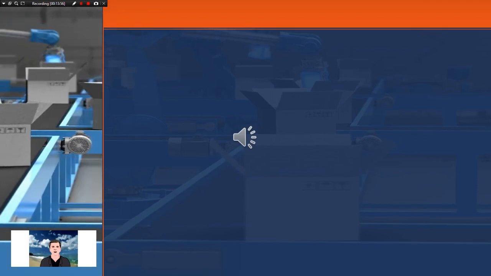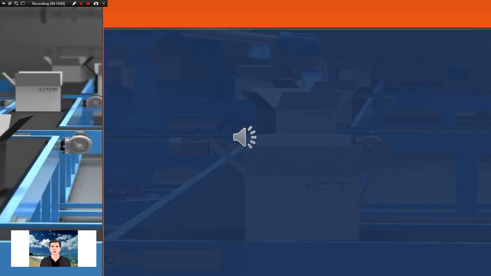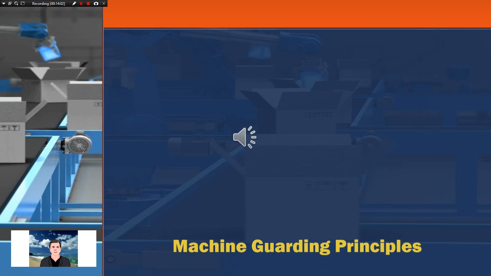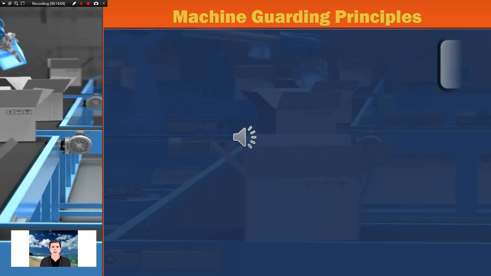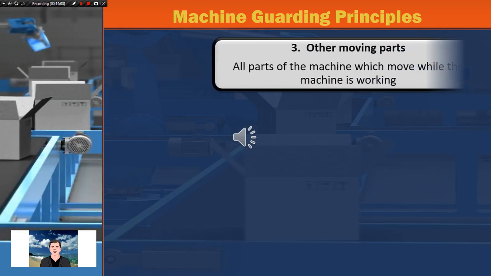Moving machinery hazards. Three, other moving parts: all parts of the machine which move while the machine is working. Examples of this are reciprocating, rotating, and transverse feed mechanisms. Can you think of examples on your work site?